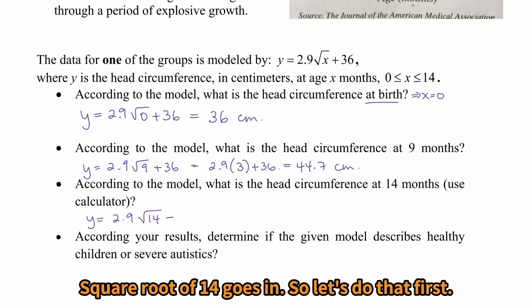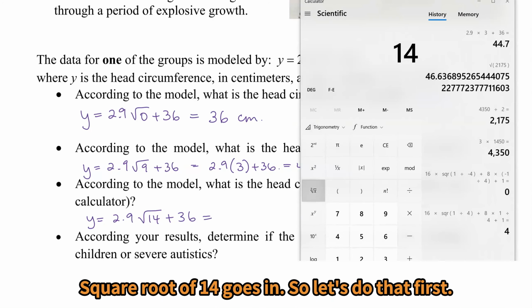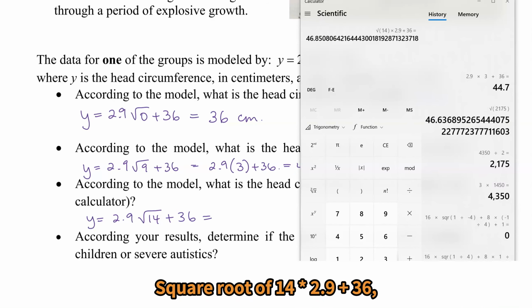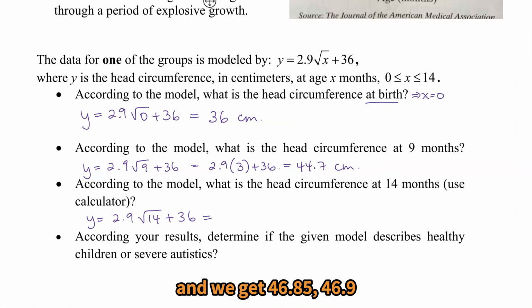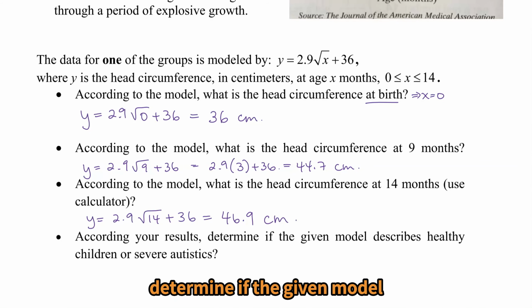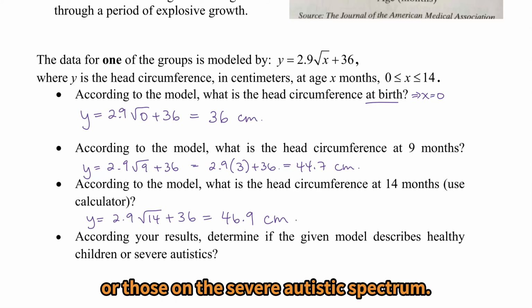Square root of 14 goes in. So let's do that first. Square root of 14 times 2.9 plus 36. And we get 46.85, 46.9 approximately. Now, the last bullet, according to your results, determine if the given model describes healthy children or those on the severe autistic spectrum.